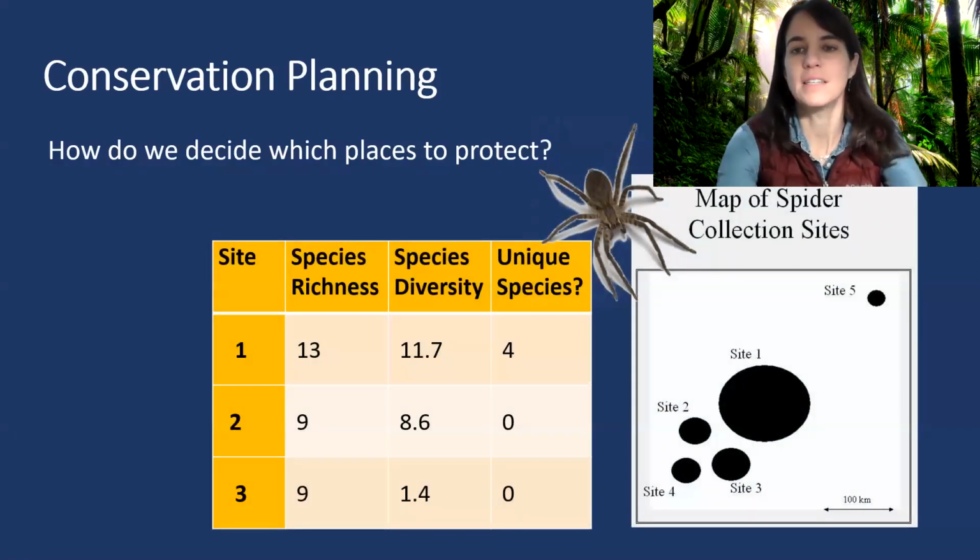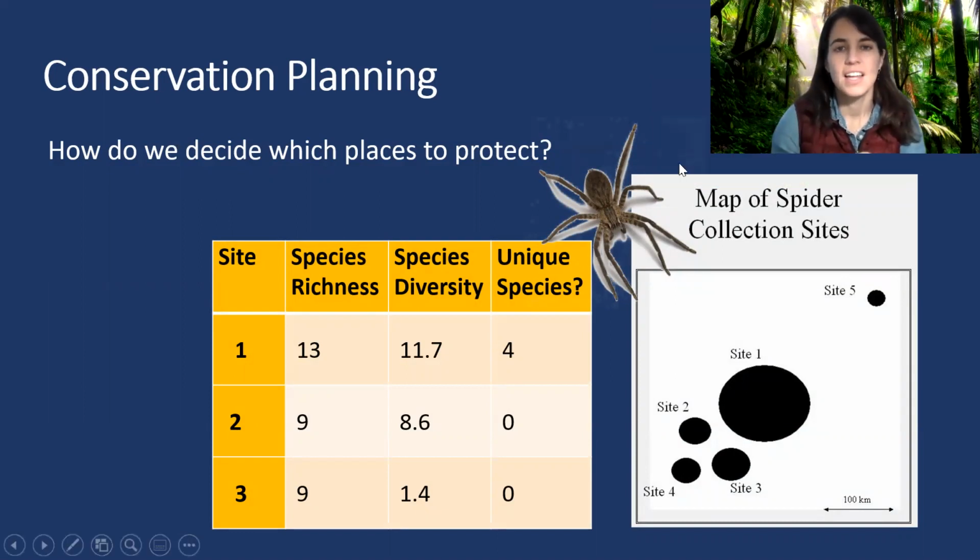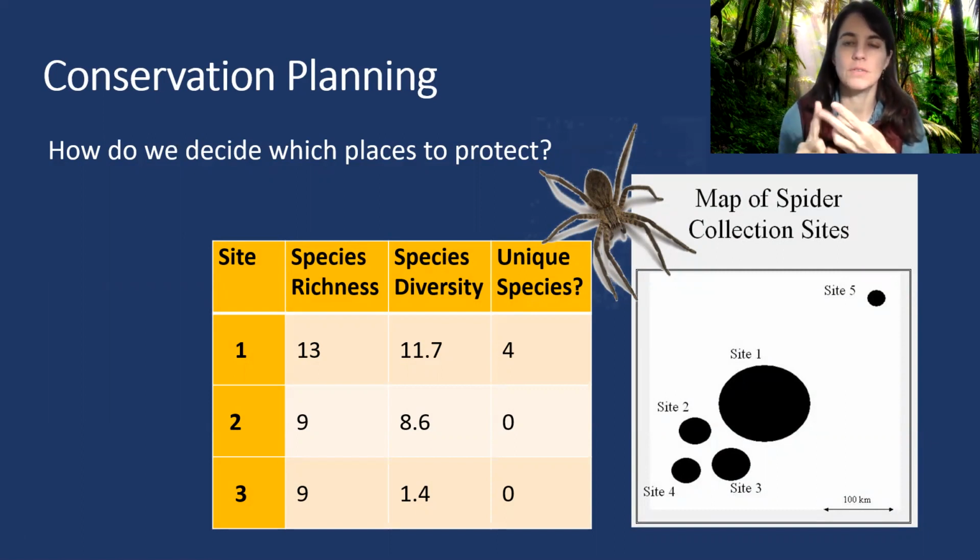Right in the beginning of class, we did our workshop on spider diversity, and you guys cut out the little pictures of spiders, and then you determined species richness, species diversity, and unique species at 3 sites. And then you made a decision on which places to protect. So that was right in the beginning of class, and it was a really simple activity to decide which places to protect. What we're going to see today is that when you do actual on-the-ground conservation planning, many more considerations come into play than just these metrics.